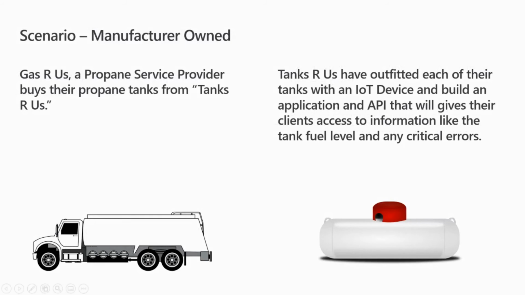Now let's look at a scenario, and we'll call this company Gas R Us, and they represent a propane or diesel or gasoline company, and they buy tanks from another manufacturer called Tanks R Us. Now, Tanks R Us, on each of their tanks, have outfitted an IoT device onto the tank. The company provisioning these IoT devices or sensors provides Tanks R Us an API that can give their client access to day-to-day information regarding the state of these tanks, from the levels to the temperature to any other errors it might receive in the field. So this is essentially a captive scenario if we're looking at it from a state of the IoT project.